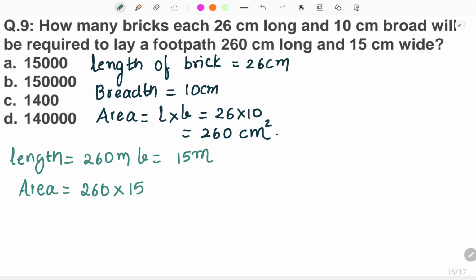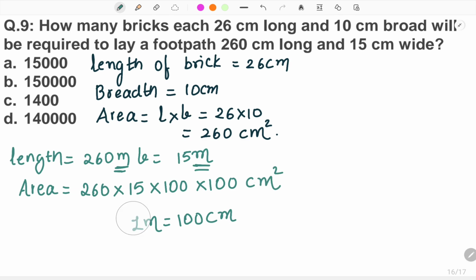Okay. But I'll just convert both of these meters into centimeter. You should know that 1 meter is equal to 100 centimeter. There are 2 meters over here. So I'll do 100 into 100. It means this will get converted into centimeter square. Okay. Meter and meter, hence centimeter square. Okay. So what will be the required area, students?